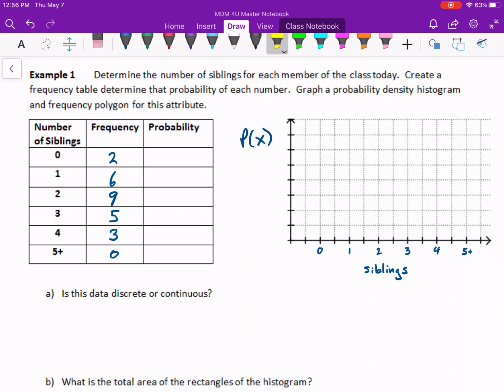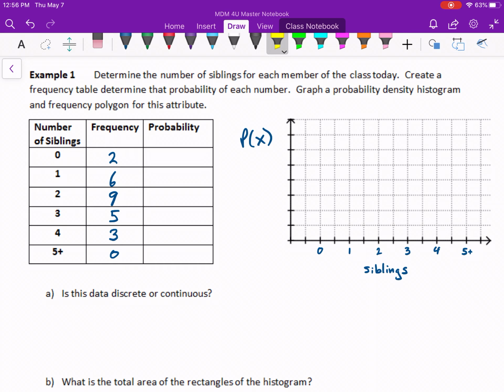I go through and ask each person in the class, how many siblings do you have? It turns out that 2 of them said they had no siblings. They're only children. 6 said they had 1 sibling. 9 had 2. 5 had 3. 3 had 4. And in this particular class, none of them had 5 or more. That's what I've already filled in this table.